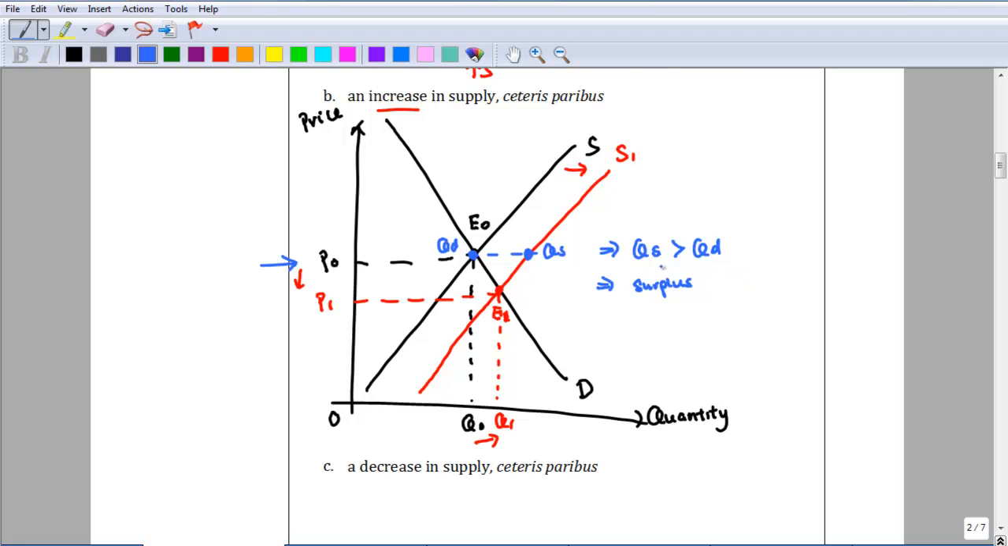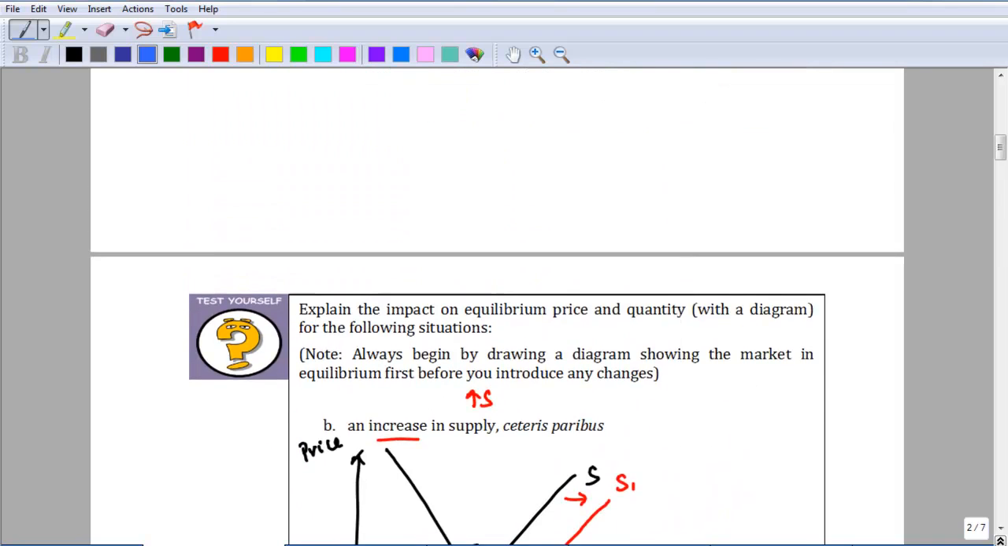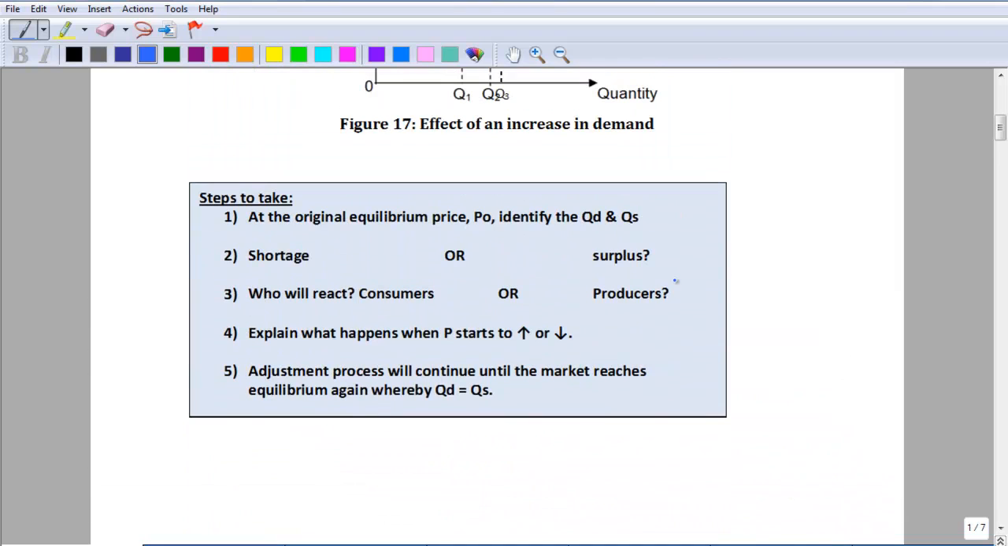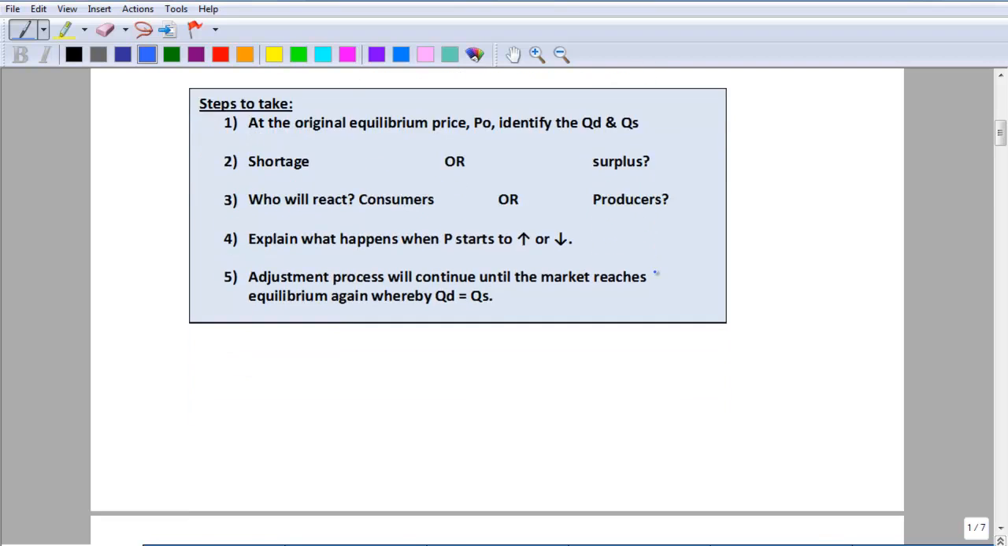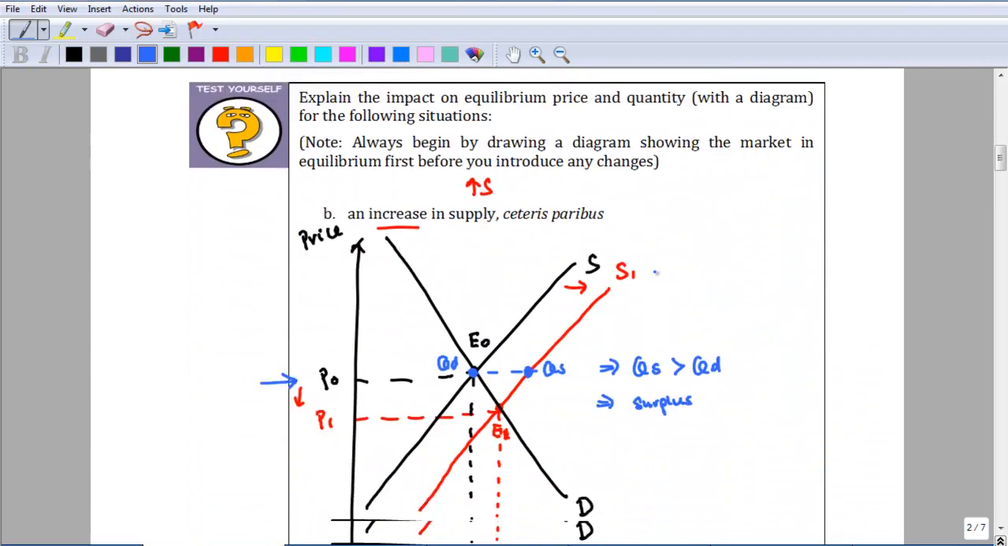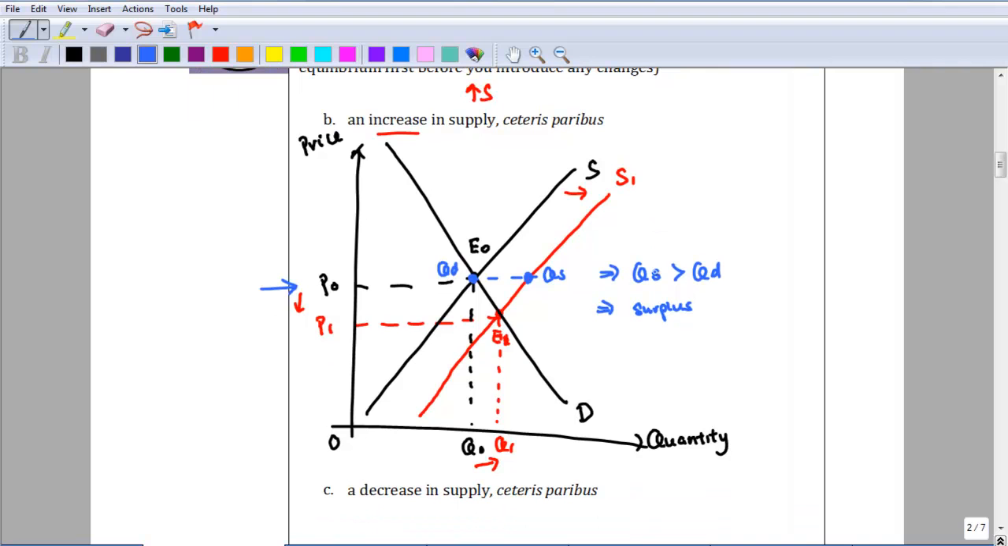So what will happen when there is a surplus? Which group of people will actually react in the market? Is it consumers or is it producers? Who will be the one holding on to the excess stocks, which is the surplus? Producers, right? So in this case, your producers will react.